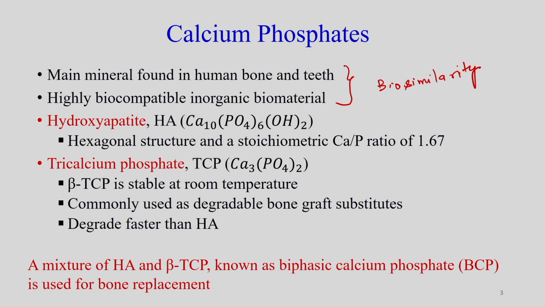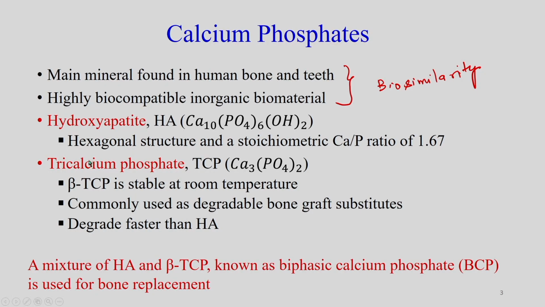This calcium phosphate can be monocalcium phosphate, dicalcium phosphate, tricalcium phosphate or hydroxycalcium phosphate. Basically the hydroxyapatite is a hydroxycalcium phosphate, and it is very much biosimilar to the bone. It has a hexagonal structure and its Ca by P ratio, calcium to phosphate ratio, is 1.67, which is very close to that of the bone. That is why hydroxyapatite is mostly preferred as a ceramic for bone tissue engineering or orthopedic applications.